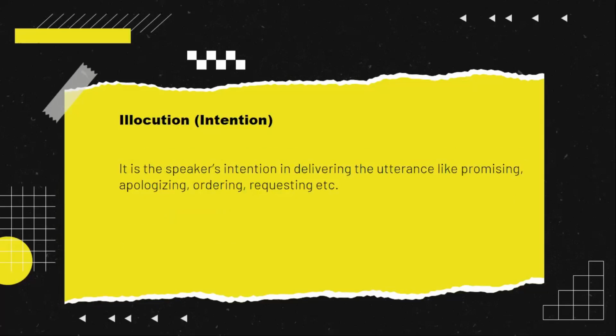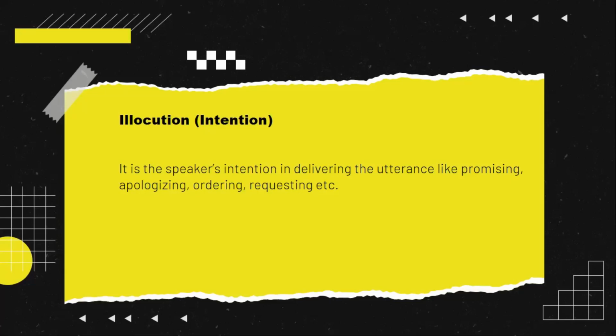Now, what about elocution? Elocution is the intention of the speaker. It is the speaker's intention in delivering the utterance, like promising, apologizing, ordering, requesting, etc. So when we say elocution, it is the intention of the speaker, why he or she said that utterance. For example, in my example a while ago, in locution, it is raining outside. That is the locution. What is the elocution? What is the intention of the speaker? Why did he or she mention that it is raining outside?